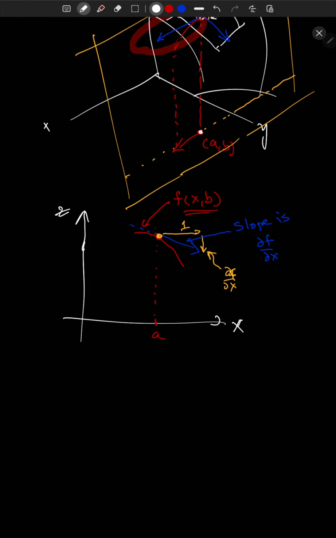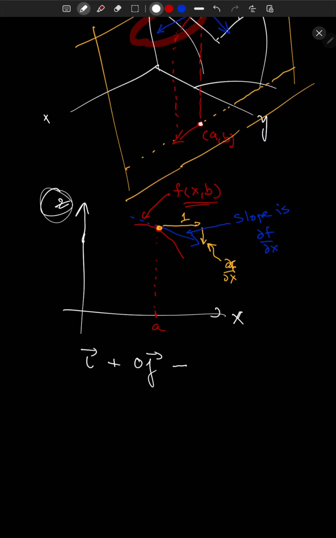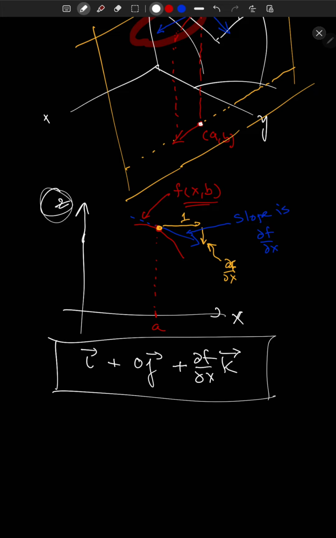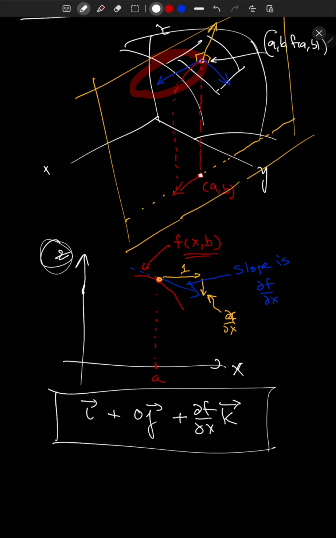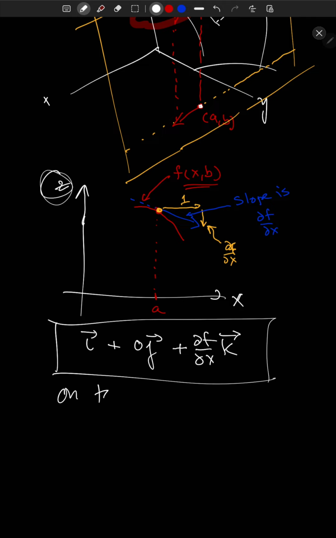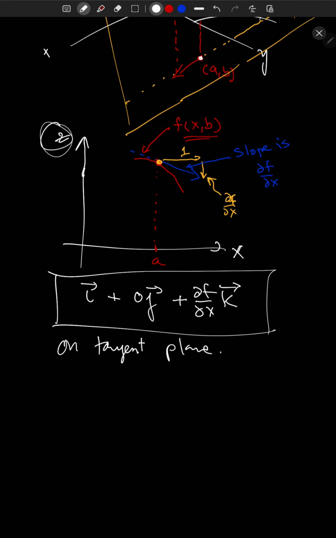Okay, so what does that mean this vector is? Well, a vector that's 1 step to the right and then df dx steps down. Again, down is in the z direction, is going to be i plus 0j. Again, y is fixed, so of course 0j. And then plus df dx k. All right. So that's the vector that we're looking for. So that's one vector on our tangent plane. So i plus df dx k.